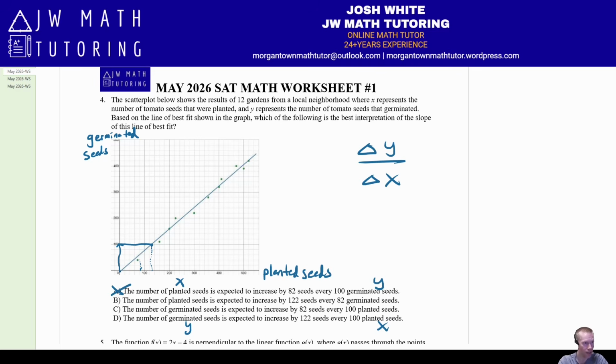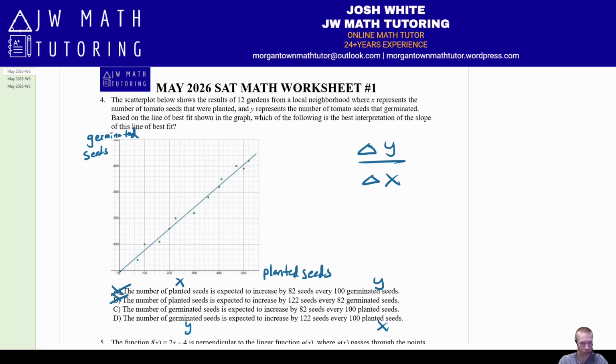All right, now let's look at answer choice B. Just clear this stuff off. The number of planted seeds is expected to increase by 122 for every 82 germinated seeds. So now we're going up here to a little over 80, and when we go across here, germinated increases by 82, does planted increase by 122? No, it looks like it increases by about 100. So this is wrong. The numbers don't match.